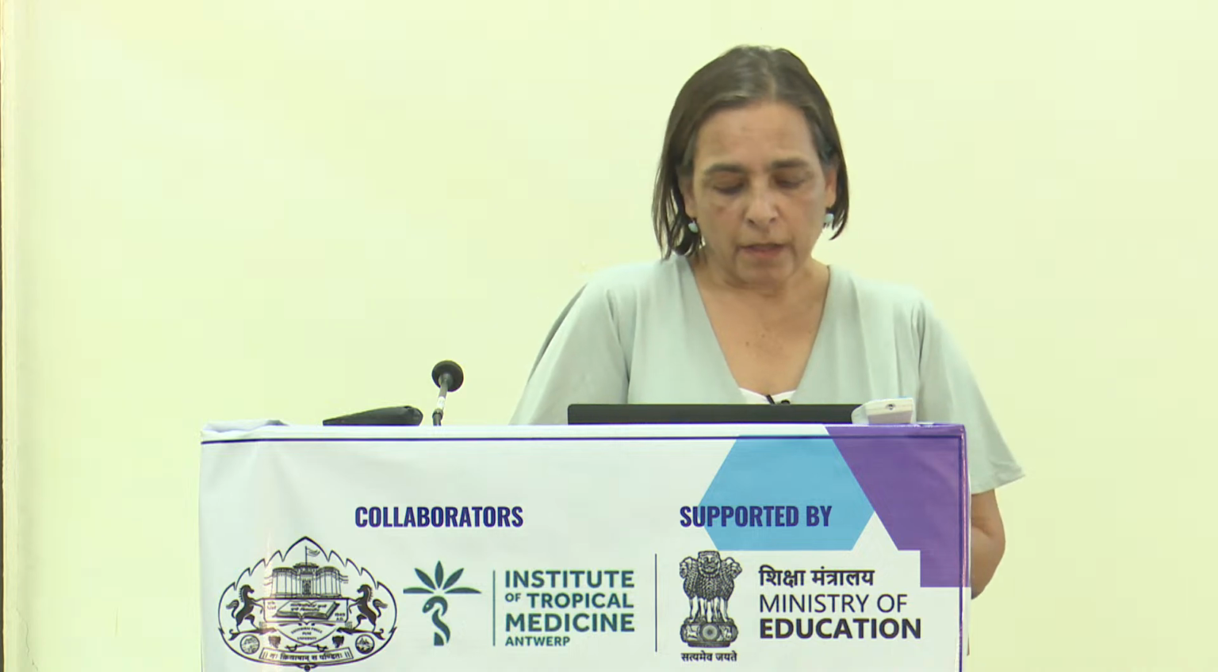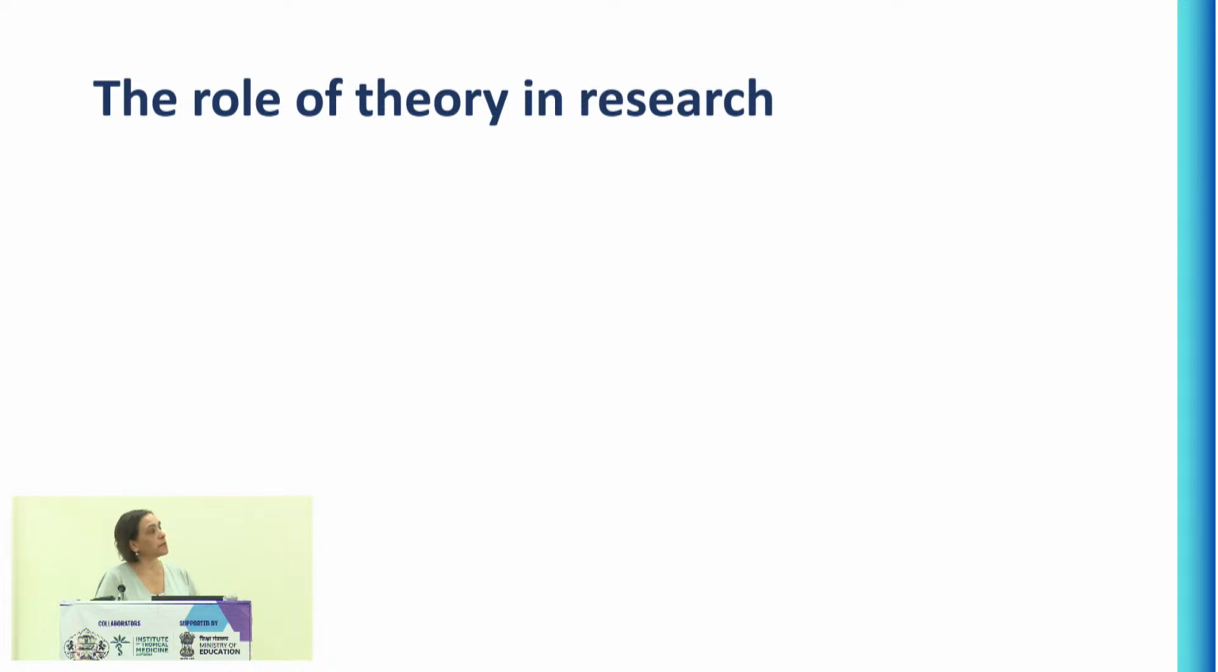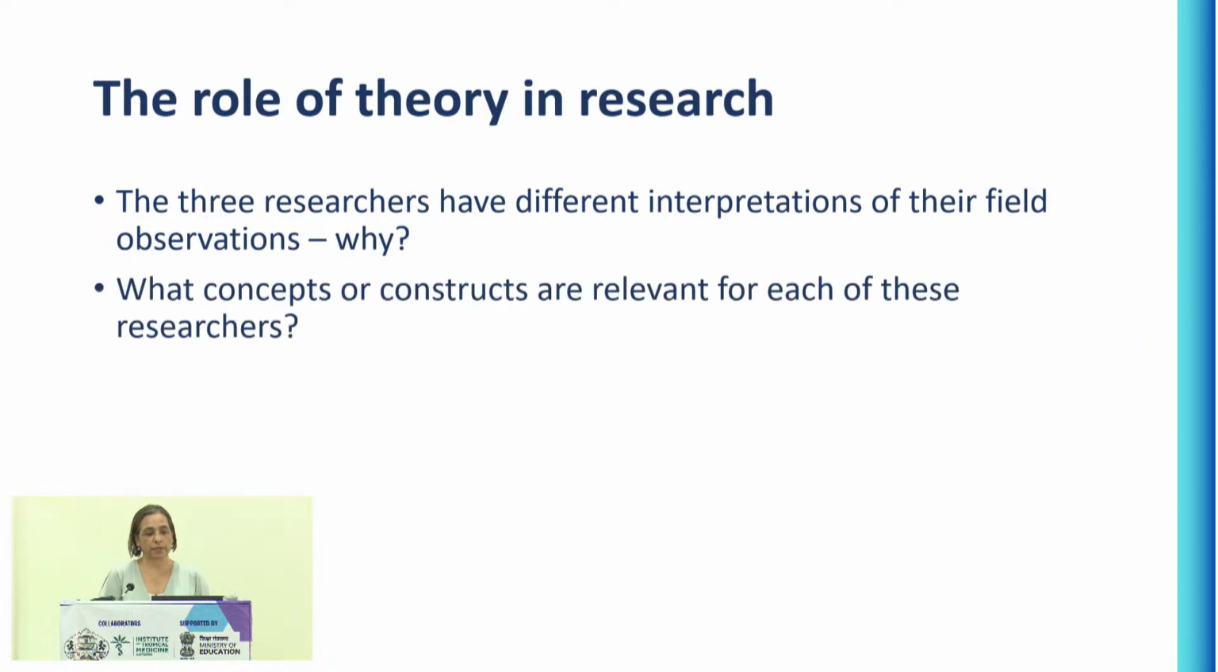Okay? Good. So moving forward, this is really starting to get you thinking about the role of theory in research. And what I was asking you is essentially, the three researchers have different interpretations of their field observation. Why is that? Yeah, and you gave me a number of answers, background, experience, but I'm going to argue that you also come from particular theoretical backgrounds. Even if you might think of yourself as non-theoretical, even the positivist has a theory underlying what they want to measure and how they want to measure it.